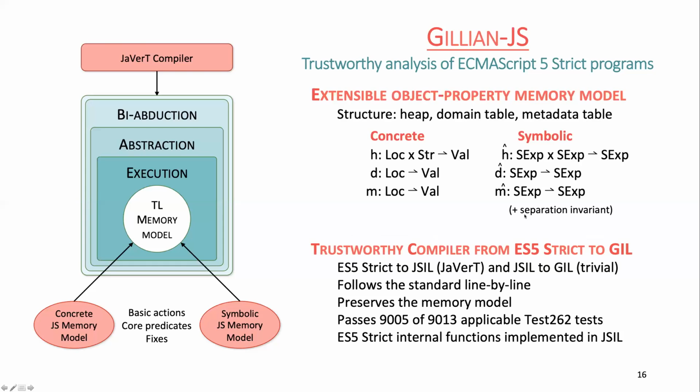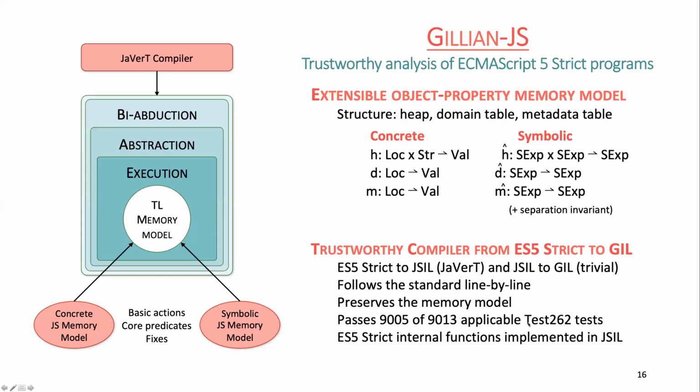In the JavaScript world, we've got this trustworthy compiler from ECMAScript 5 strict to GIL. I won't talk about this very much because this is part of our old JaVerT work. Trustworthy means it follows the standard line by line. It preserves the memory model, which in our case is what we need. And it passes the official test suite as well as we can do. The discrepancy is due to the behavior of OCaml strings compared with JavaScript strings.